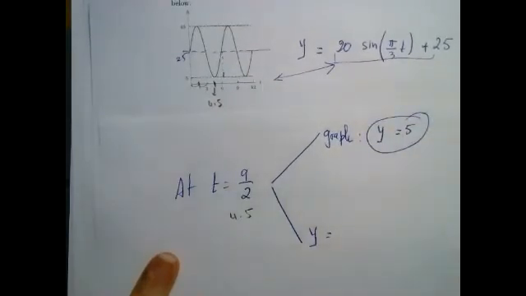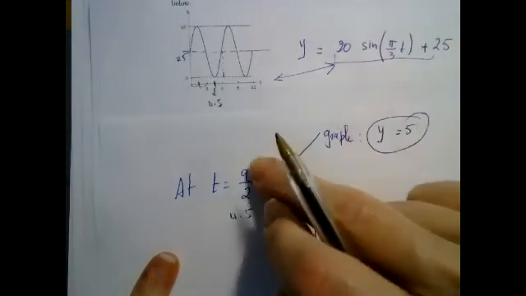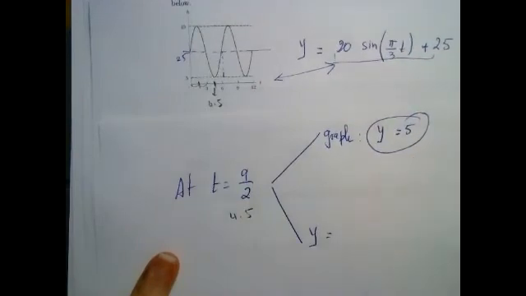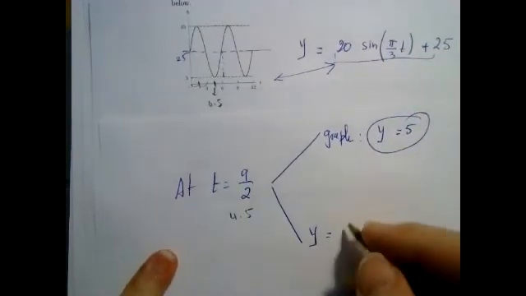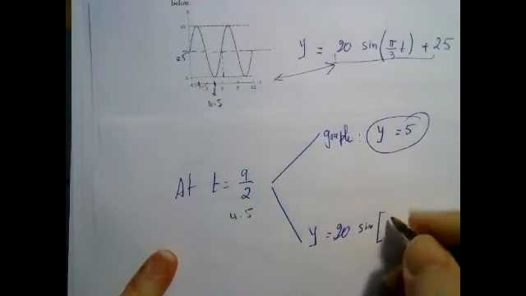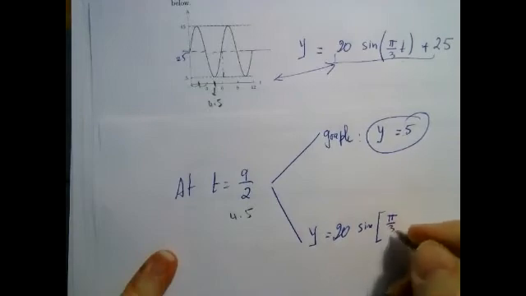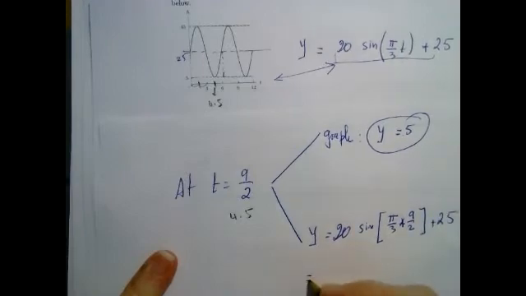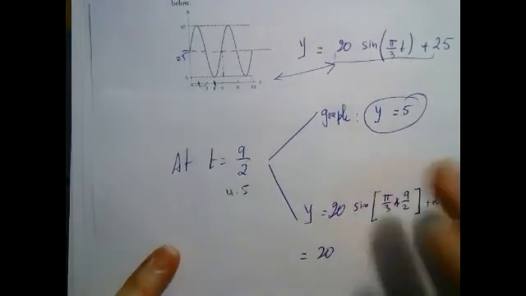The formula has to give me 5. It means if I plug in 9/2 for t, I should get 5. If I don't, I'm not getting to the correct formula. So I will do it. 20 sine of pi/3 multiplied by 9/2 plus 25. You can use your calculator, but you have to get 5.